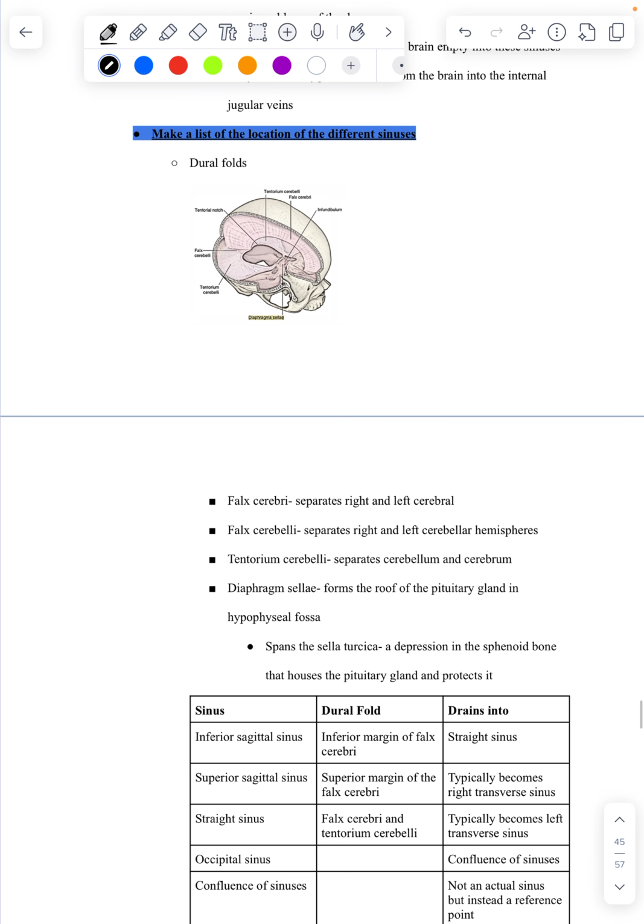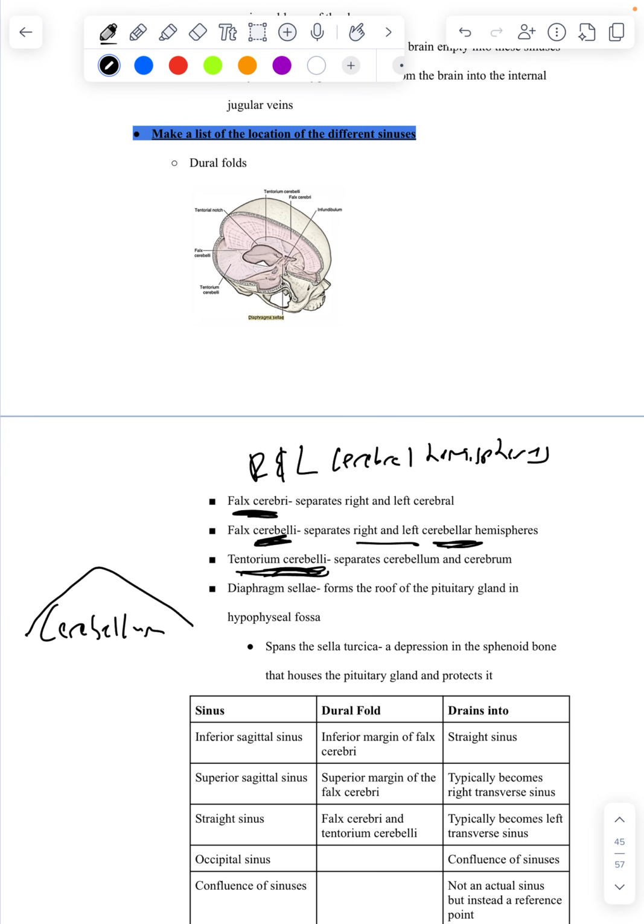So falx cerebri separates the two cerebral hemispheres, your right and left. Falx cerebelli is for the cerebellum, so it's going to separate your right and left cerebellar hemispheres. Tentorium cerebelli is a tent above your cerebellum. So this is your cerebellum, and we have a tent because the cerebellum is shaped like this. And then above is your cerebrum or your cerebral hemispheres. So that separates the two.